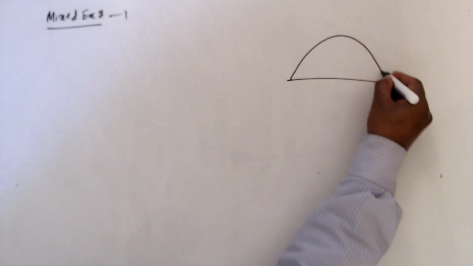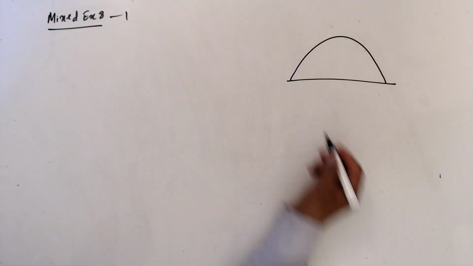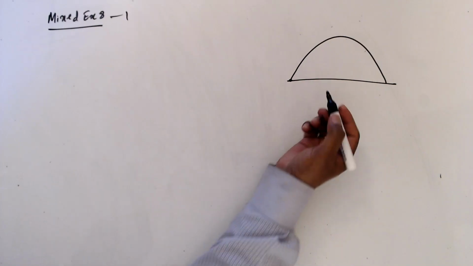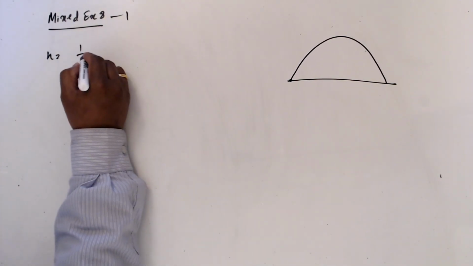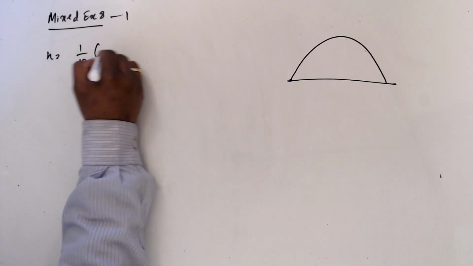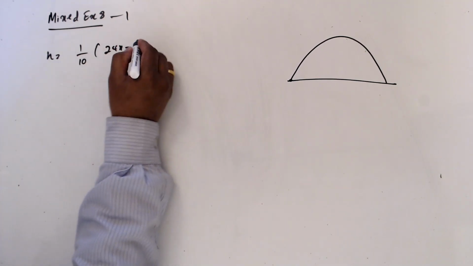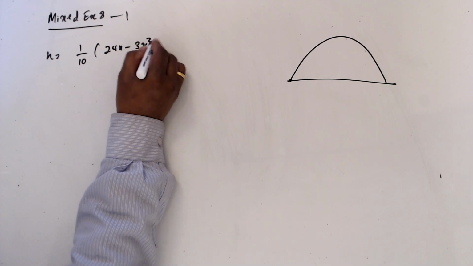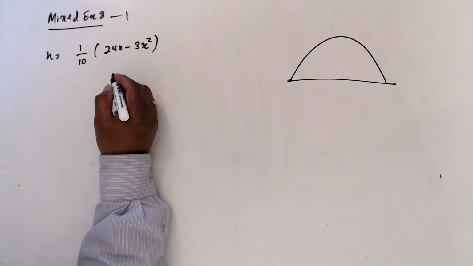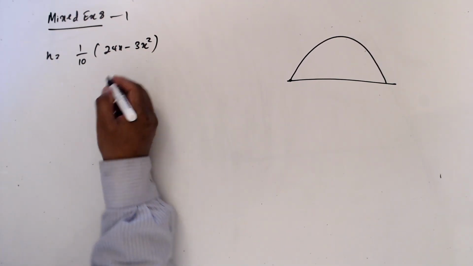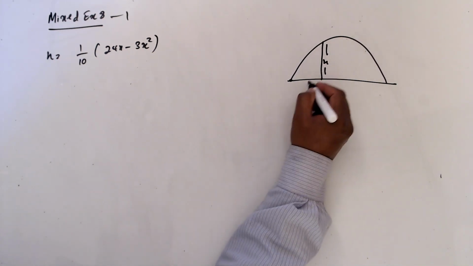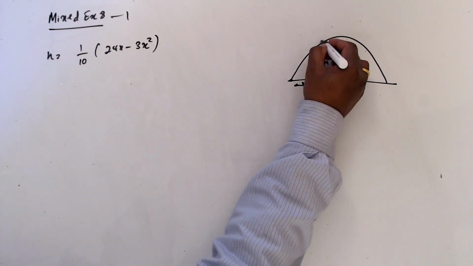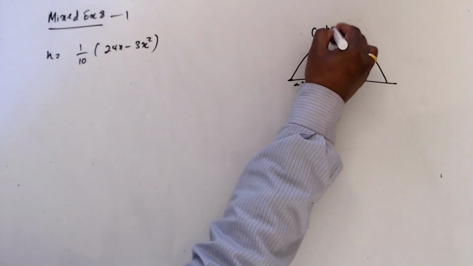The journey is modelled by h equals 1 over 10 times (24x minus 3x squared). This is h, the height, and this is x, the horizontal coordinate.